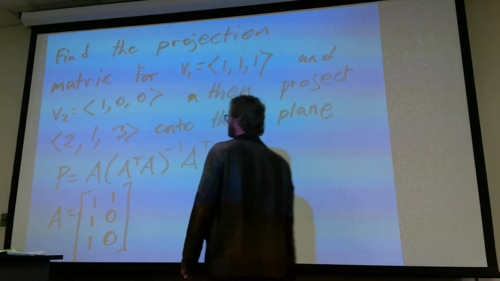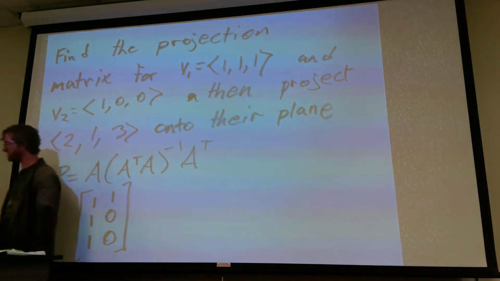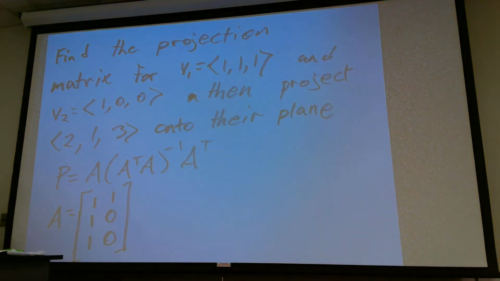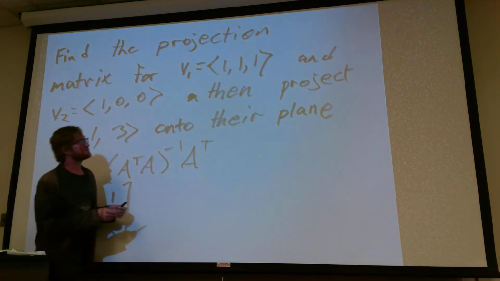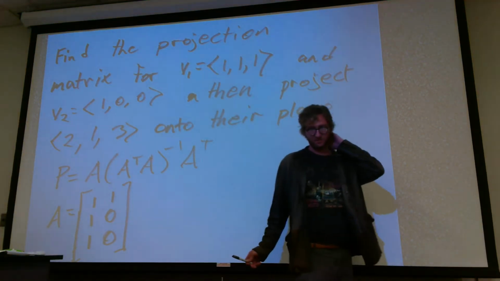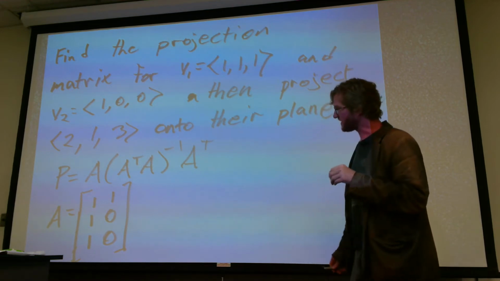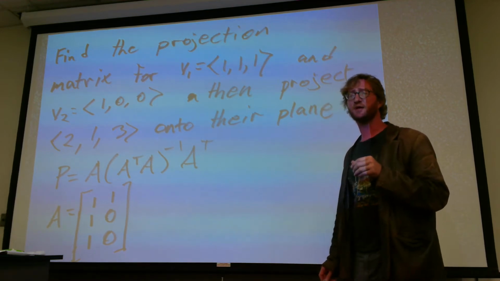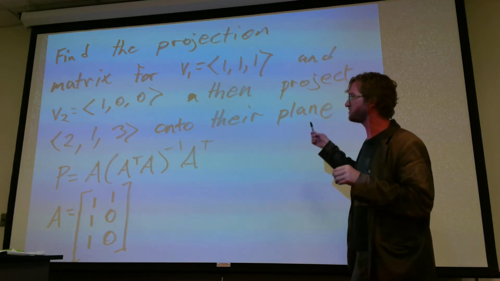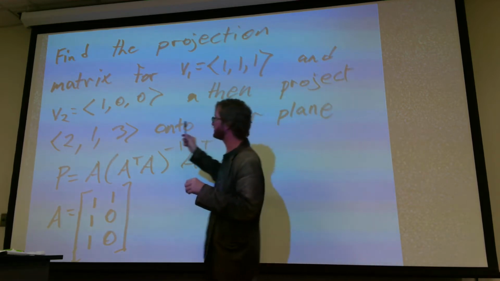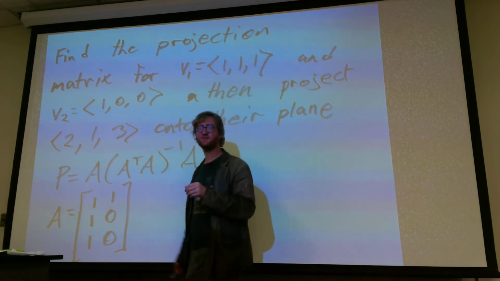Okay, so the fifth problem is going to be finding a projection matrix. This is the main formula that you're going to be dealing with. We're going to find a projection matrix for the plane that is spanned by V1 and V2. V1 and V2, their linear combinations will create a plane, okay? And we're going to look for the projection matrix of that plane, and then we're going to project this vector right here onto that plane, okay?